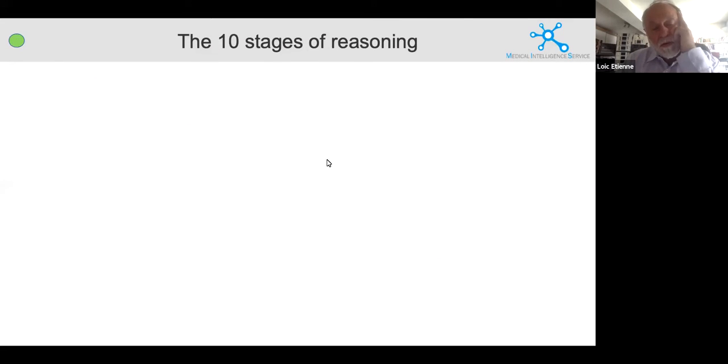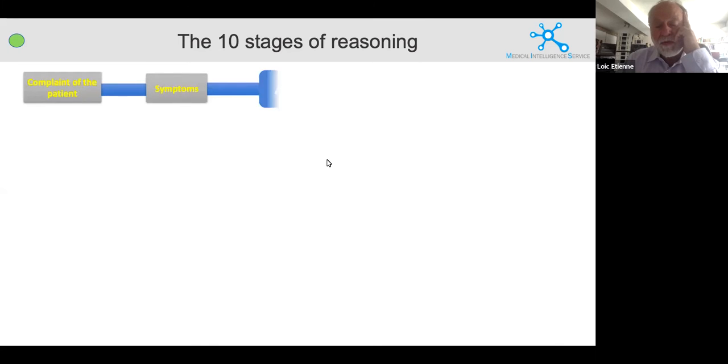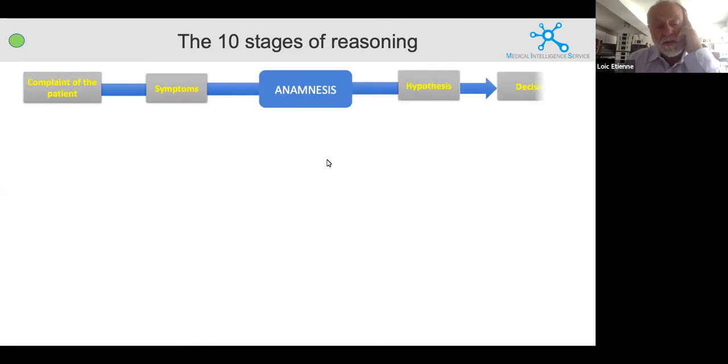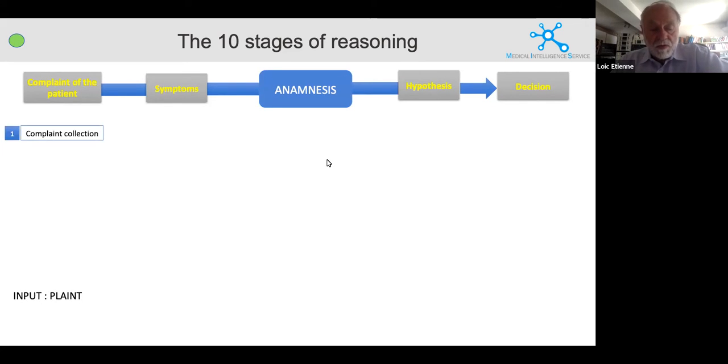All our work with MedVir consisted of analyzing the reasoning of an emergency doctor and understanding the patient's complaints. We think that there are 10 stages of reasoning, and I summarize here the relationship between the patient and the expert system. First, the system has to collect the complaint. It has to determine the symptoms that arise from the complaint.